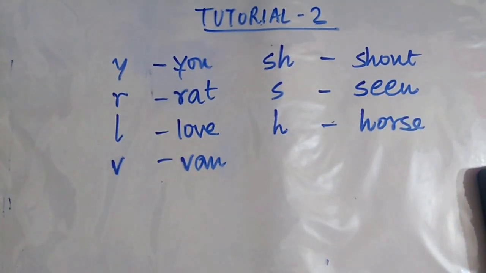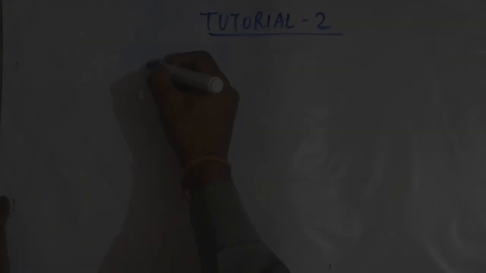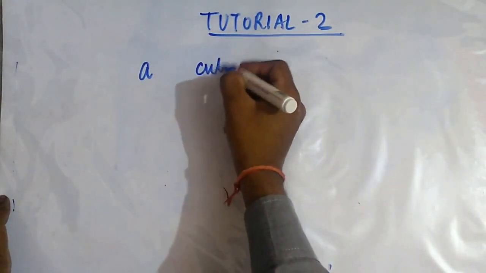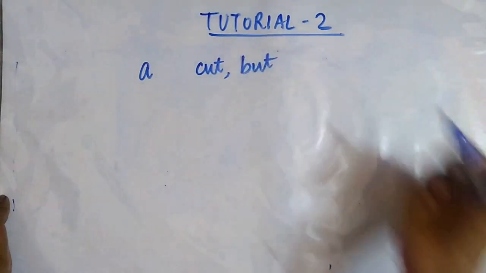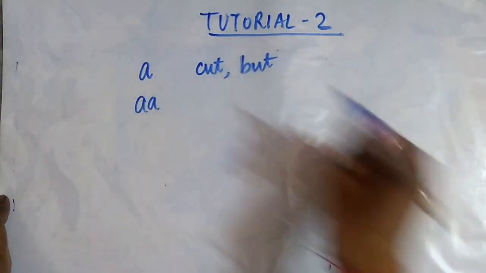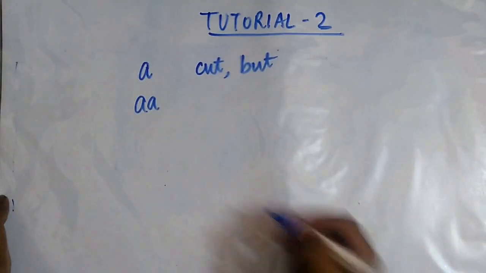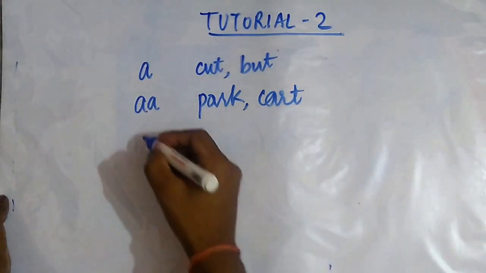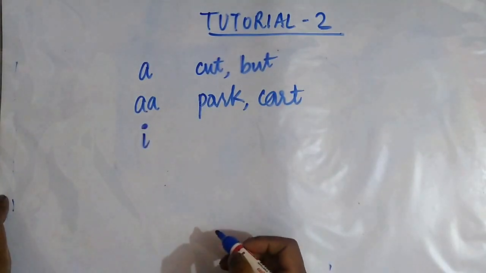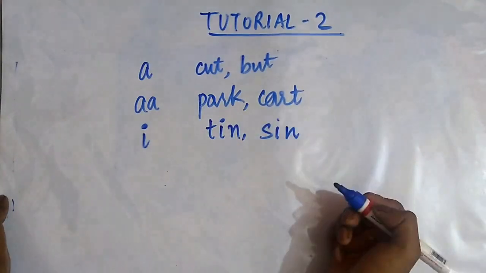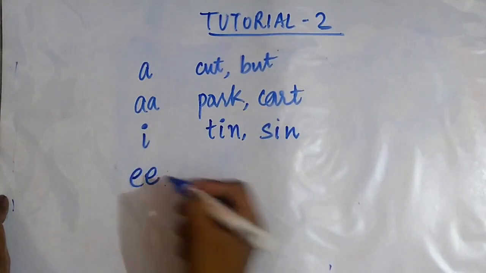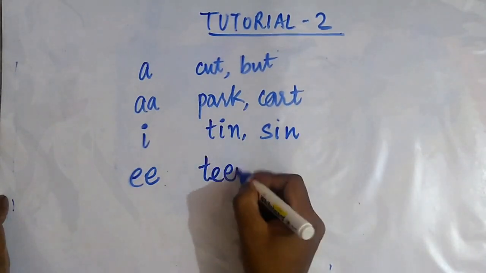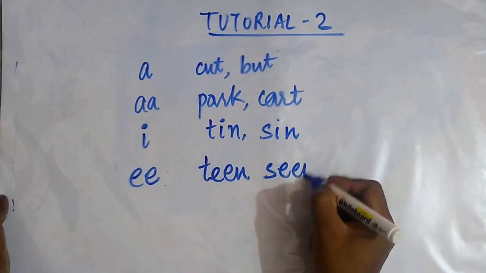Okay? Now let me tell you how you will read the vowels. The single A is the sound like in cut or but. A double A should be read as an ah sound, like in park or cart. A single I should be read as a short E sound, like in tin or sin, whereas if I write double E or an I with a bar above it, it would mean an elongated E sound, like in teen or seen.